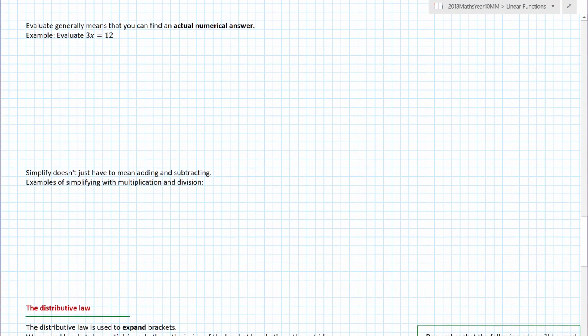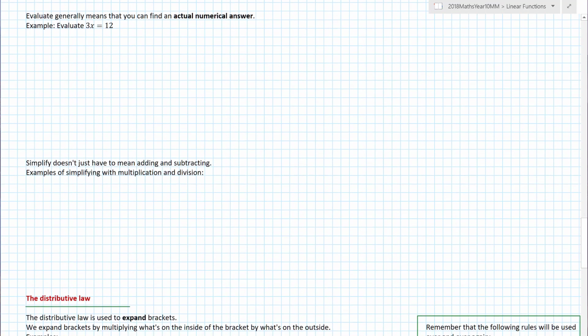Evaluate means exactly that. And generally speaking, it means find an actual numerical answer. So this is where we're going to solve something. And what do you notice there? We've got that equal sign in. It's an equation. And so basically, 3x equals 12, so x must equal 4. Yay, thank you very much.